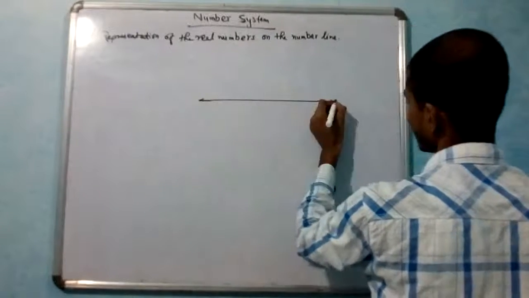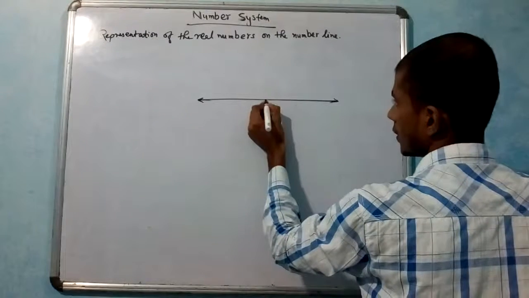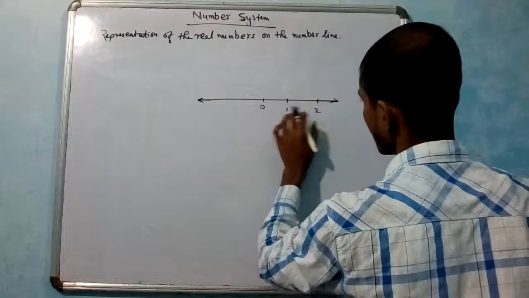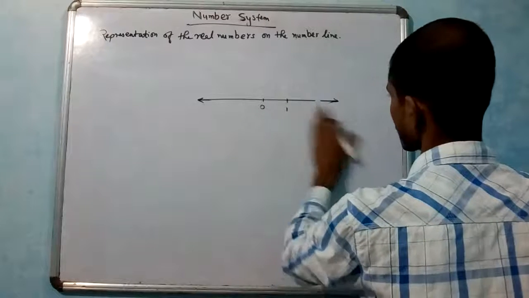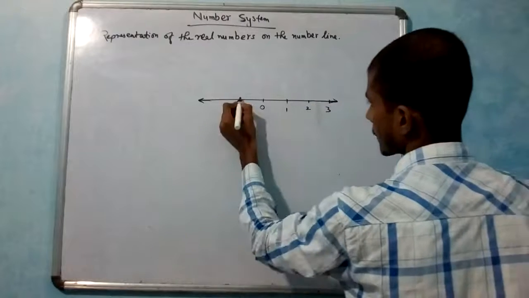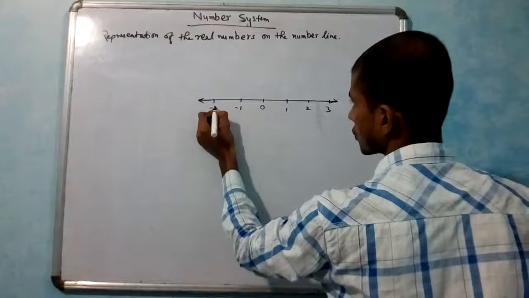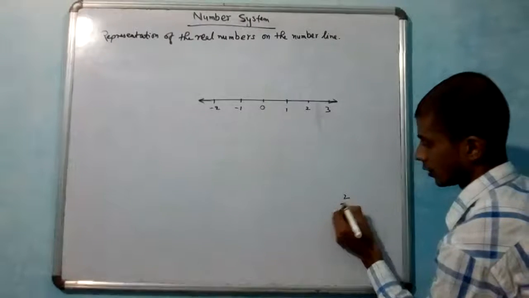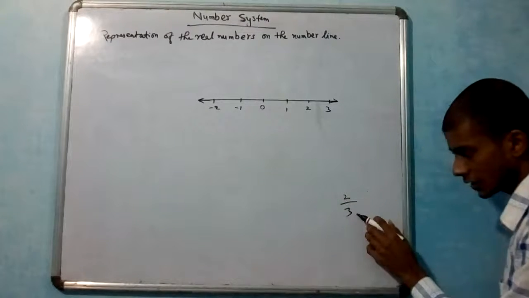See, 0, 1, 2, equal distance, almost equal, 3, minus 1, minus 2. Okay, now see, we saw when the numerator is lesser than the denominator.